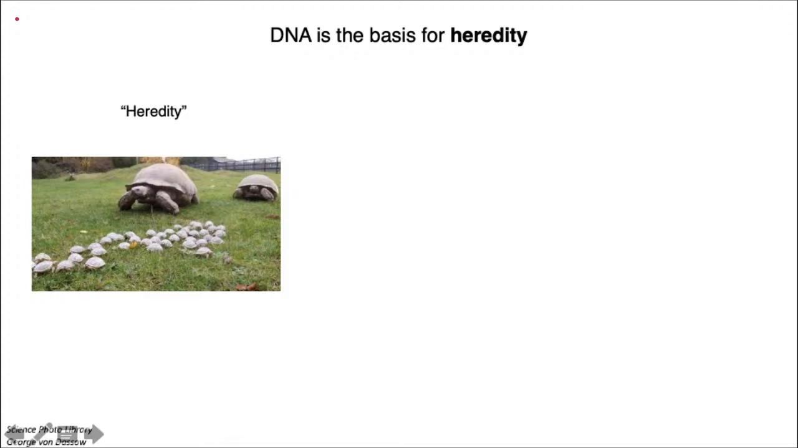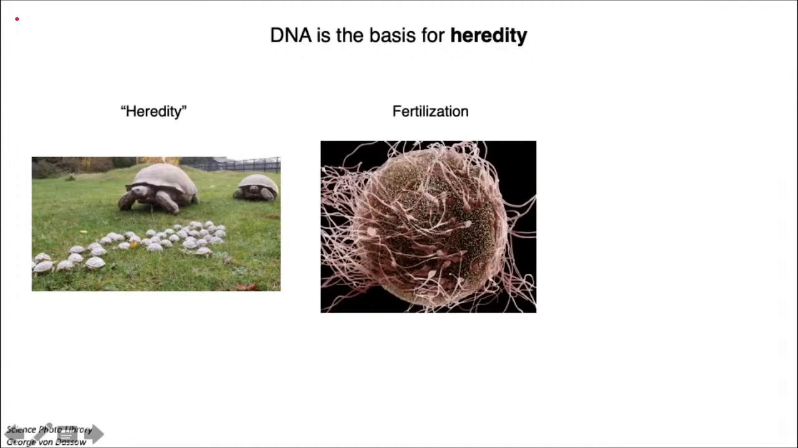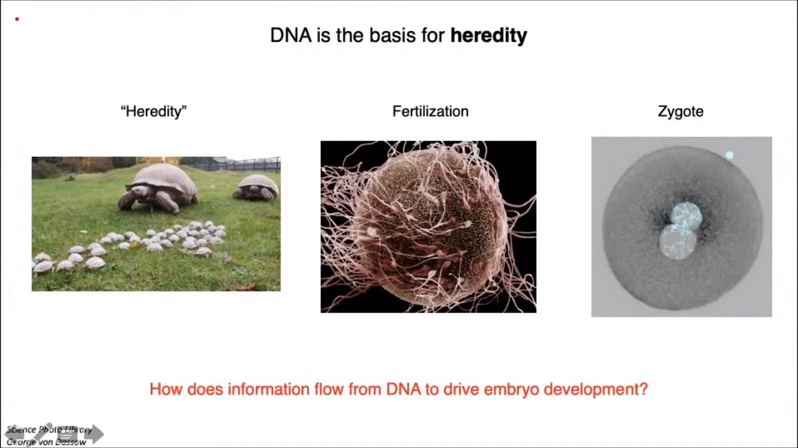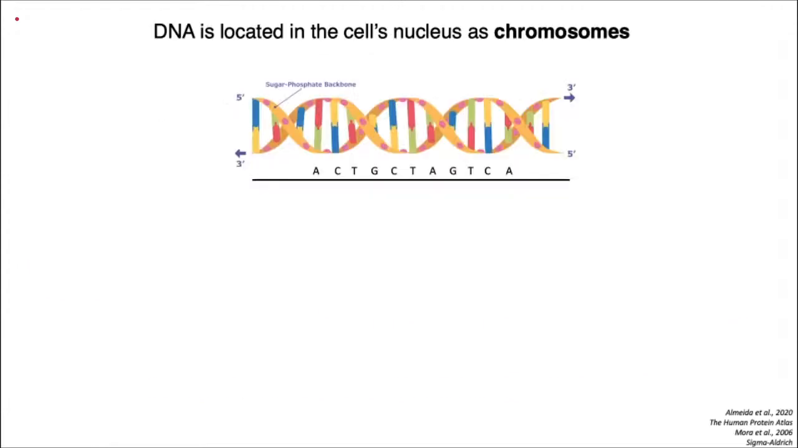So DNA is really the basis for heredity. Heredity, simply put, is the process by which children look like their parents. It all starts when a sperm cell carrying the father's DNA encounters the egg cell, which has the mother's DNA, and then the fusion of the cells kickstarts the process of development. But how does information flow from the DNA to drive this whole process?